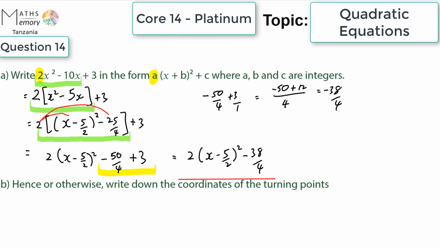Now turning points are pretty simple. It doesn't really affect anything over here. The turning points would be, if we look at this, how do we make this whole thing equal 0 over here? We want to make this whole thing equal 0. Okay, so that 2 wouldn't really affect it. If you look at it like this, it's the same concept as before. The trick is to make this number the opposite of minus 5 over 2. So it's 5 over 2, comma, and the leftover number is minus 38 over 4. So that would be your turning point over there.